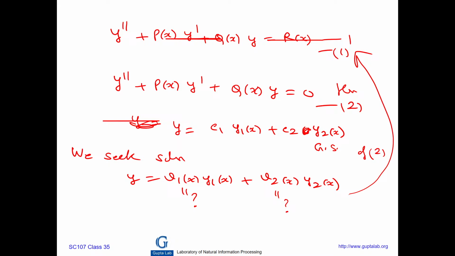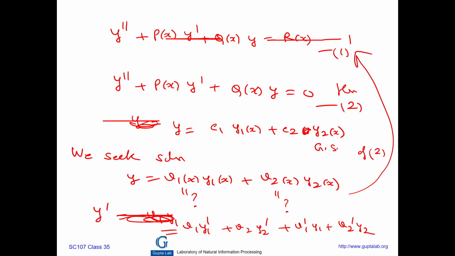So we substitute here, we are going to get the following. So basically y prime will be v1 y1 prime plus v2 y2 prime plus v1 prime y1 plus v2 prime y2. I am not writing function of x, just prime means derivative, right, with respect to x. Now I'll put it in brackets. Okay.